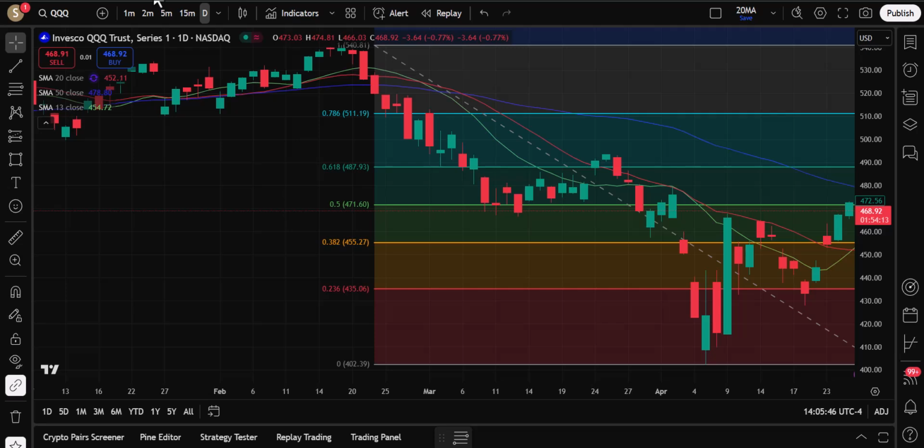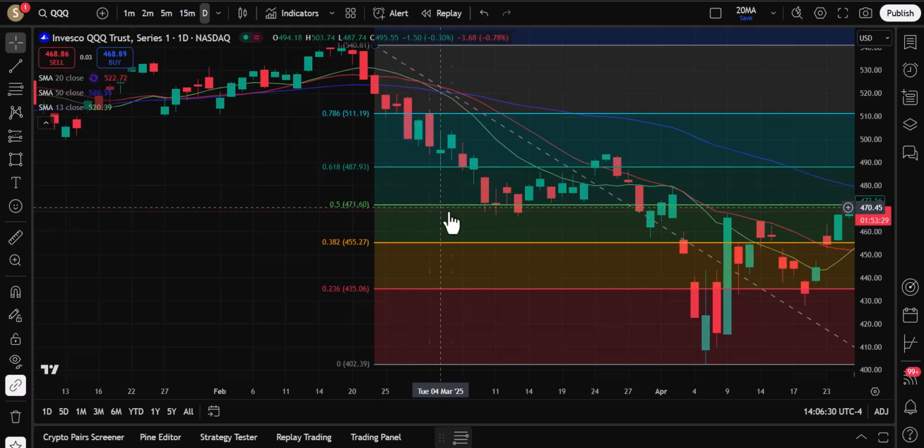So what I meant by that this morning was we've retraced now this entire move down. We've retraced 50% of that move. So that's what this line represents. These are Fibonacci retracement levels. As I said, funnily enough, 50% is not a Fibonacci level. Neither is 0.618, but they are levels used in the Fibonacci retracement tools.